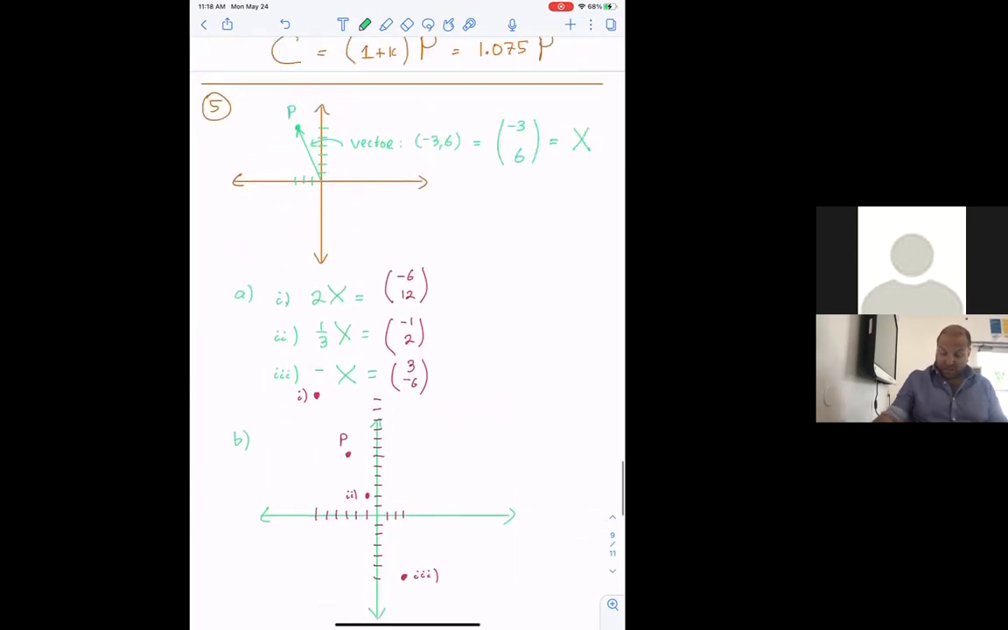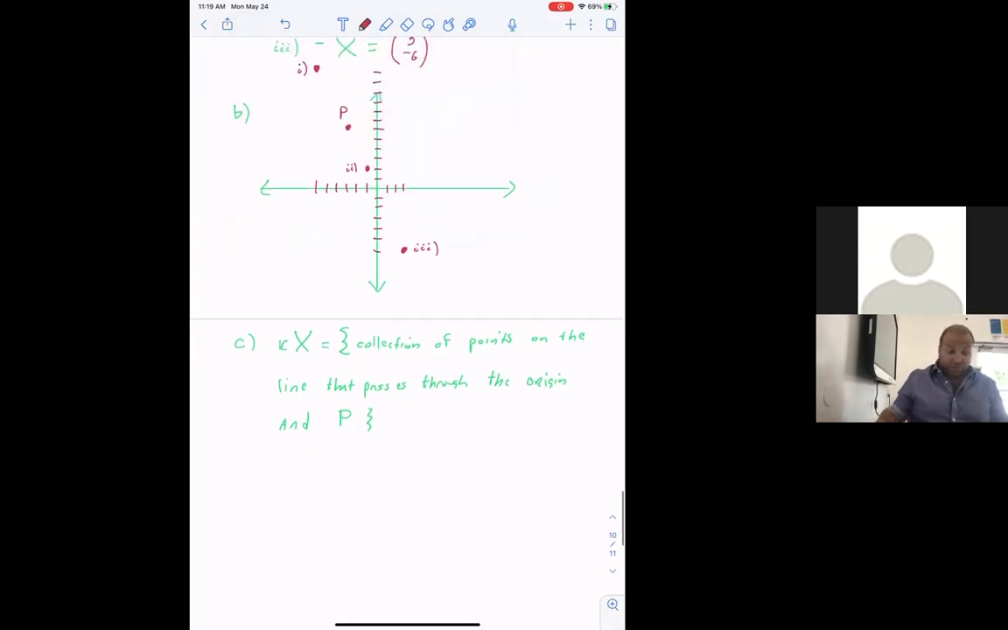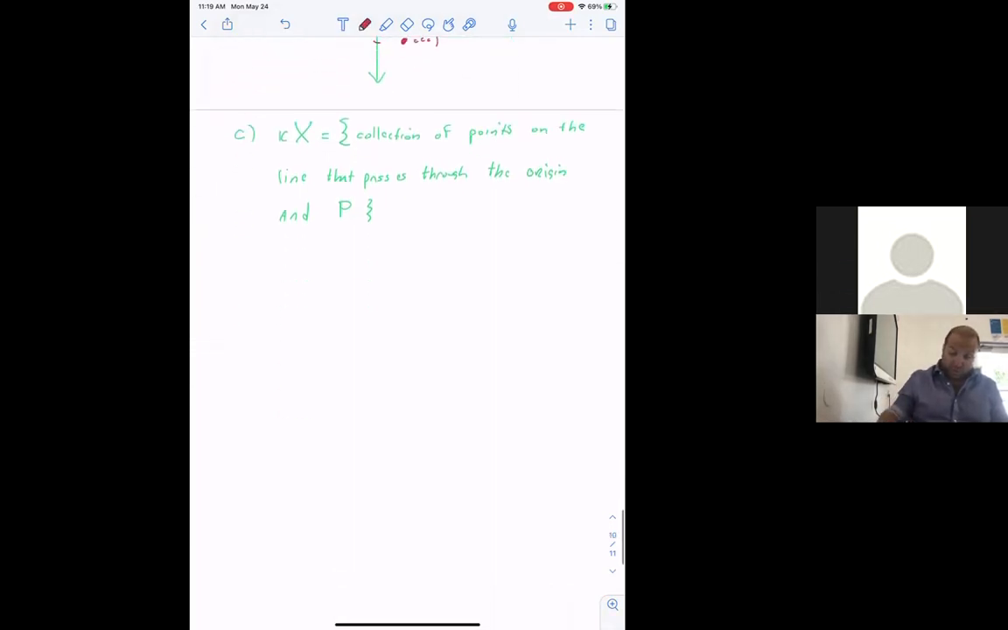It's the collection of points on the line that passes through the origin and point P. Remember, x is the column vector that represents the point P, but P is the point itself. So it's a collection of points on the line that passes through the origin and P. If you have a point and you make the vector that represents that point, now you basically have an arrow which you can extend to form a line to infinity in both directions. The scalar multiple of that point will be something along that line. That is something that pops up in vector calculus, which you'll hopefully get to one day.